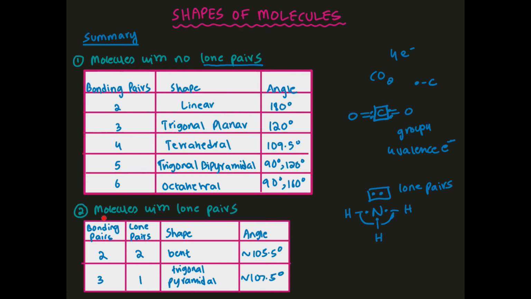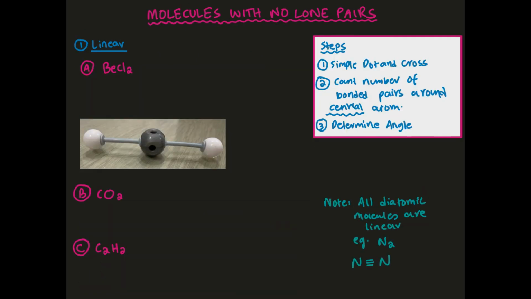Now for the next part in this section, molecules with lone pairs, we're going to be discussing 2 things that are in our syllabus. There's a molecule in which there are 2 bonding pairs and 2 lone pairs. This is bent and the angle is roughly 105.5 degrees. There's no exact value for this. If you have 3 bonding pairs and 1 lone pair, it's classified as trigonal pyramidal and the angle is approximately 107.5 degrees.